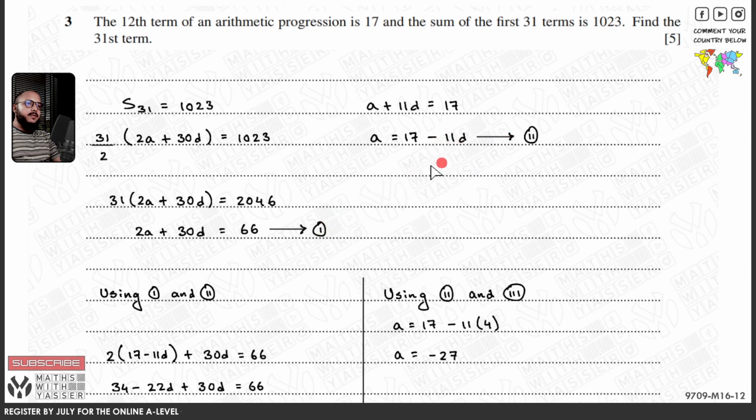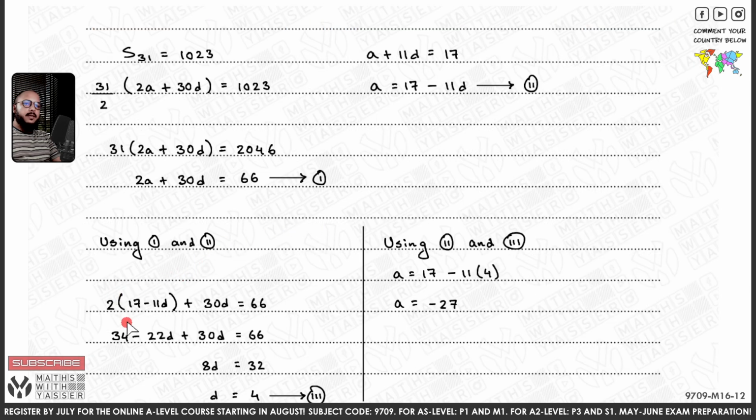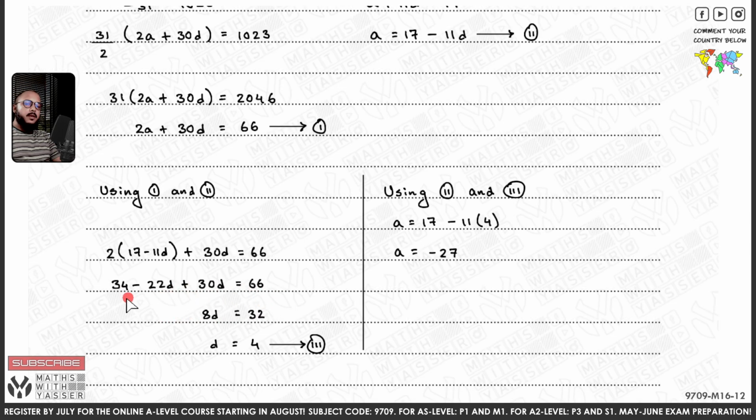So now if we solve this equation by substitution, instead of a, we can write 17 minus 11d plus 30d is equal to 66. If we solve this further, we get 34 minus 22d plus 30d is equal to 66. Therefore, 8d must be 32. Therefore, d must be 4.